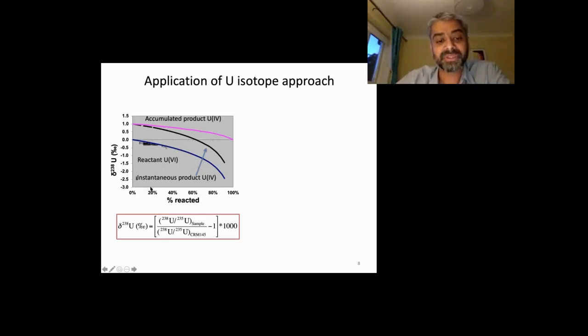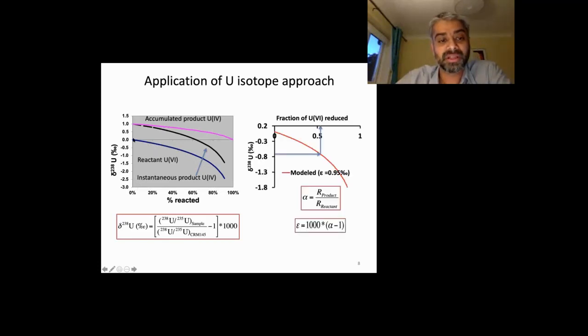So after 20% reduction, delta 238 values are already lower than the starting point. And then as the reaction proceeds, it becomes lower and lower, so it becomes more negative. What this means is the remaining reactant is being enriched in light isotopes, so 235. So delta 238 goes down, that means enrichment in light isotopes. If you look at the reaction product, that's being enriched in heavy isotopes. And the difference between this is the size of fractionation.